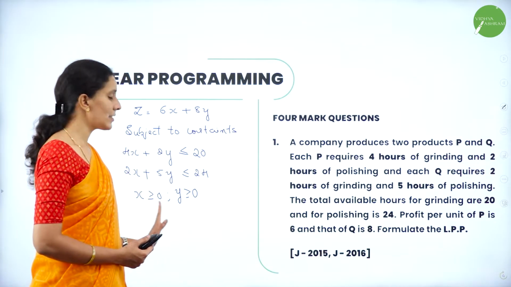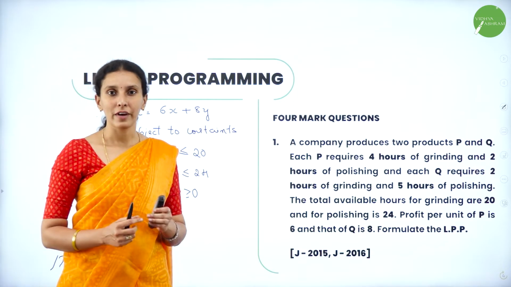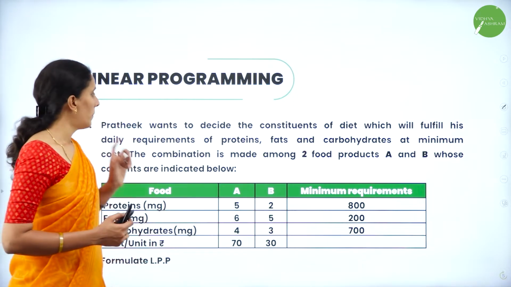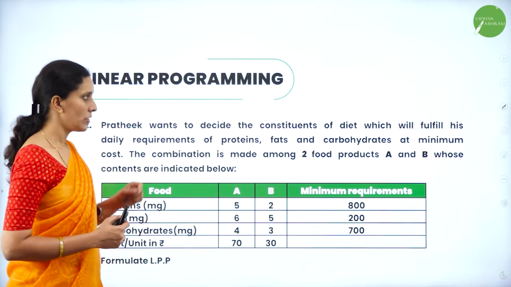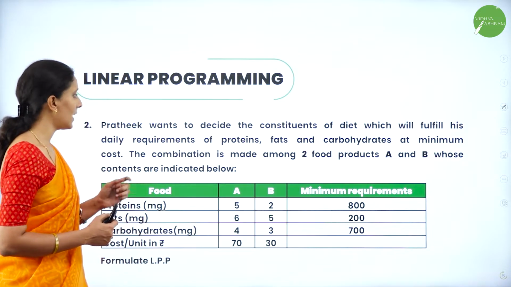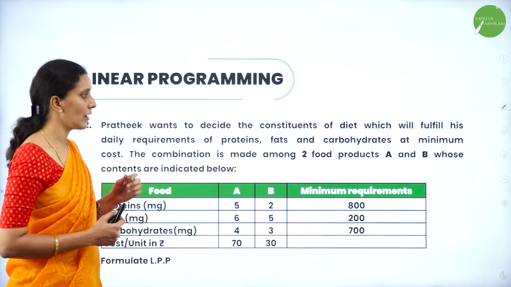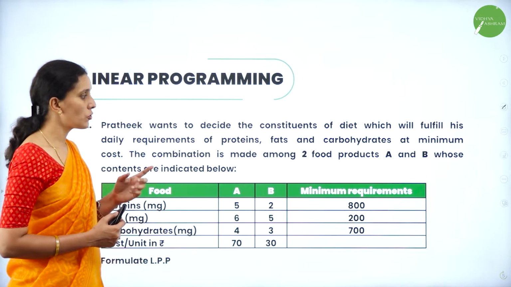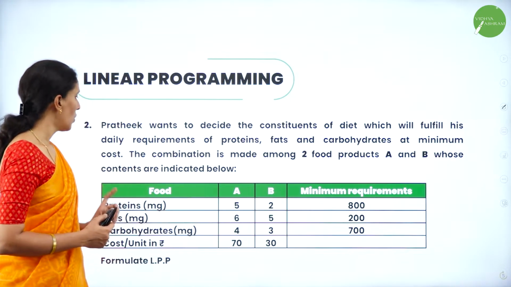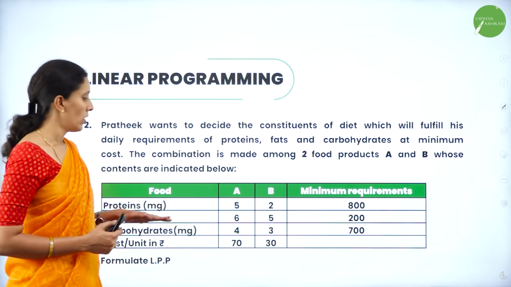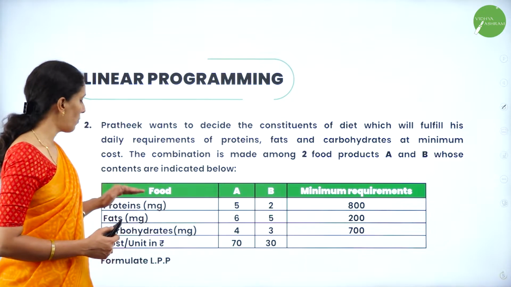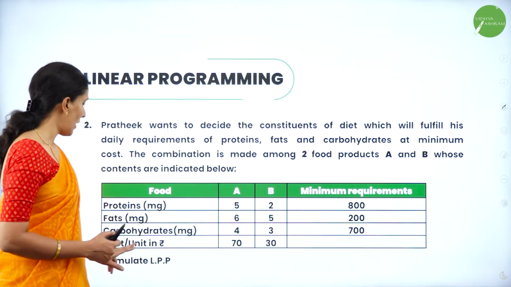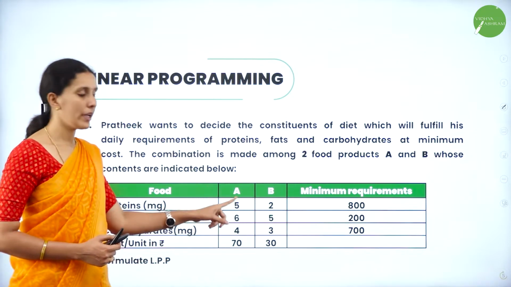Just represent it as x is greater than 0 and y is greater than 0. Second question. Prateek wants to decide the constituents of diet which will fulfill his daily requirements of proteins, fats and carbohydrates at minimum cost. The combination is made among two food products A and B whose contents are indicated below. So this is the minimum requirements of proteins, fats, carbohydrates of food A and food B. And this is the cost per unit for food A and food B.